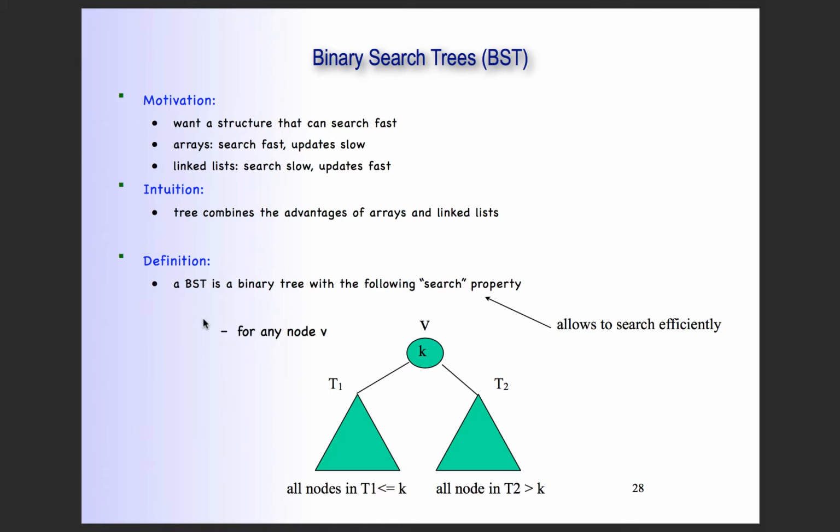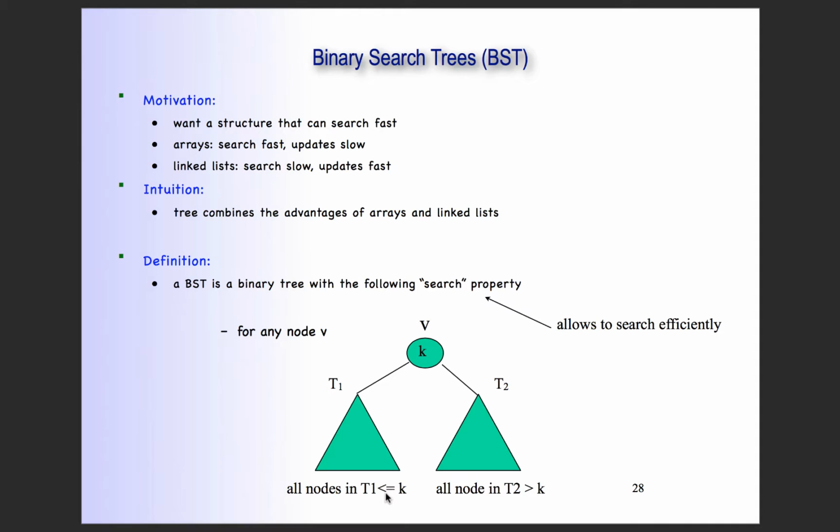A BST is a binary tree. That means you have at most two children for each node. You can have zero children, one child, or two children, but a node never has more than two children. It also has an additional condition with this binary tree: all the values in the left subtree should be lower than or equal to the root node.